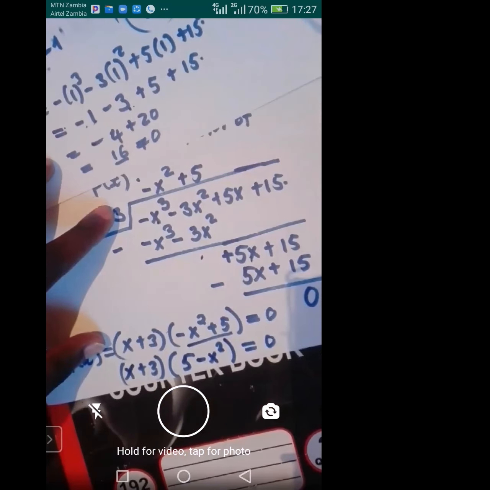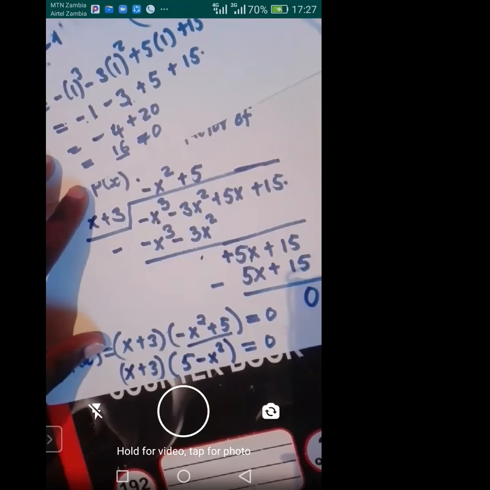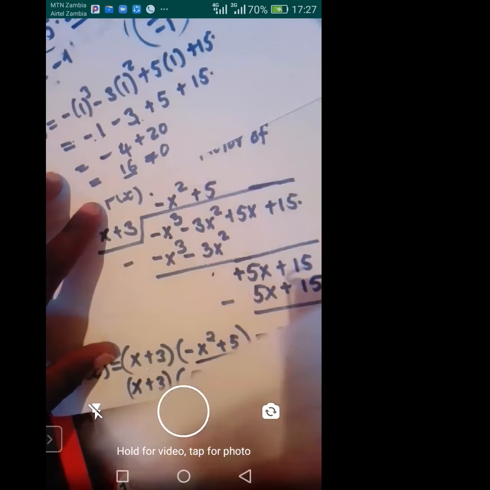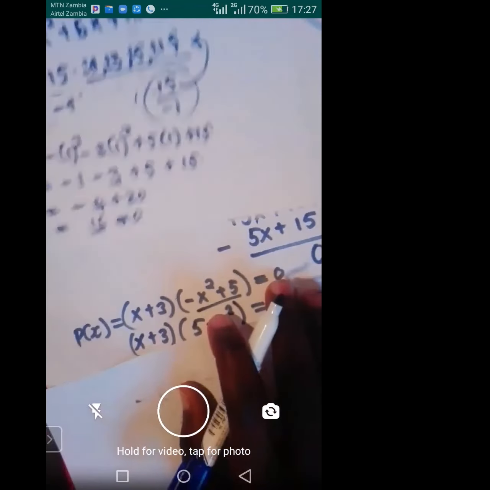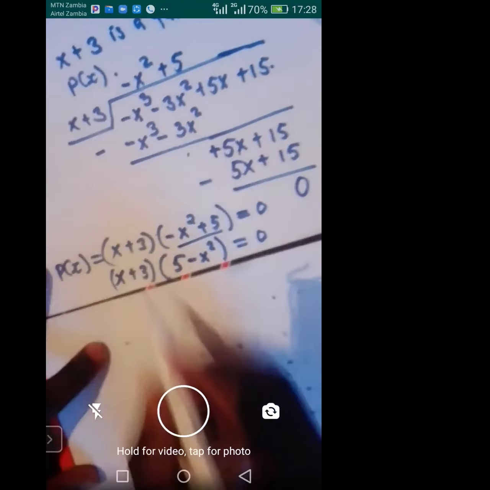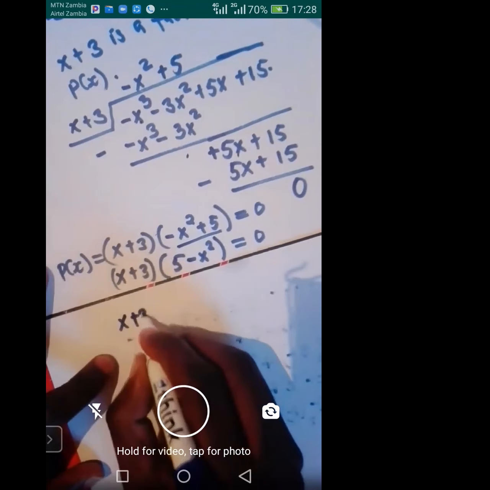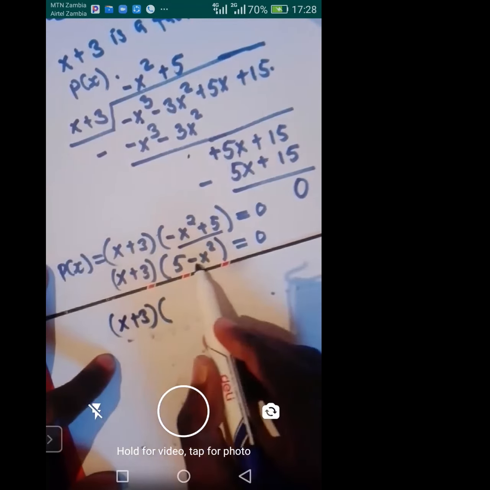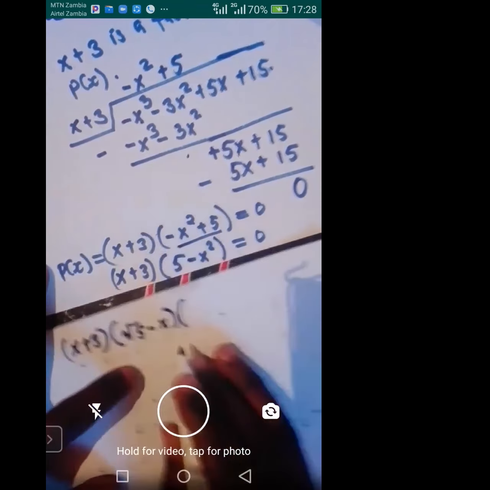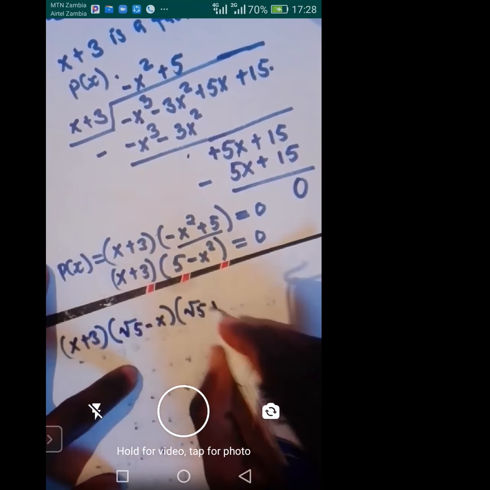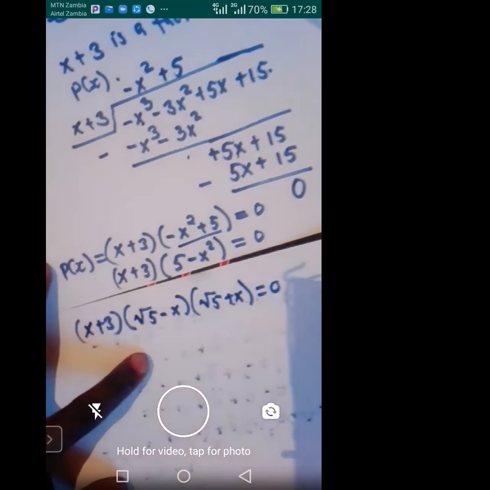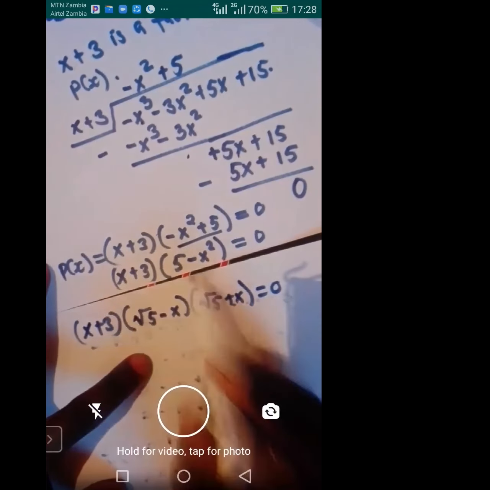What comes into your mind there? You have a difference of 2 squares, not so? So let's continue from here. Guys, this is going to be x plus 3 times, how can you factorize this one? That's okay. This is the difference of 2 squares.